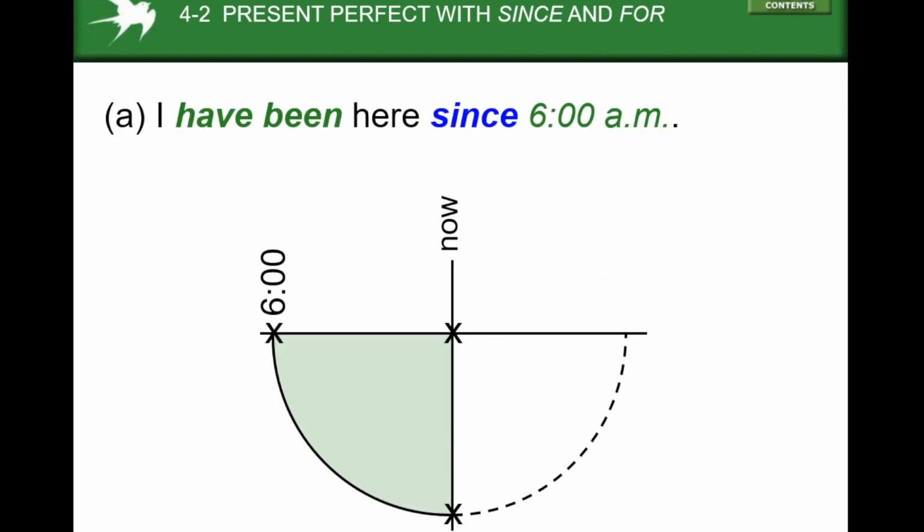Now let's go back to our timeline. It is now, and this is the moment when the action happened or started to happen. This point is 6 a.m. So we can say we've been doing the action since 6 a.m.